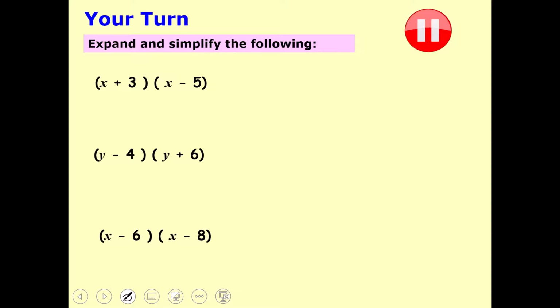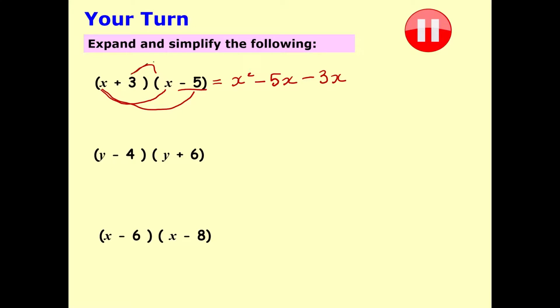Okay, so we've unpaused now and we can go through the answers. So first question, we're going to multiply x by x to give us x squared, x by negative 5 to give us negative 5x. Be careful with that negative in front of the 5. Then we're going to go for 3 times x to give us minus 3x, and then 3 times negative 5 to give us negative 15. Once we've expanded our brackets, we go ahead and collect like terms. So x squared, we're going to collect the negative 5x, negative 3x to give us negative 8x, and then negative 15. Then, so well done if you got that. And on to the next question.